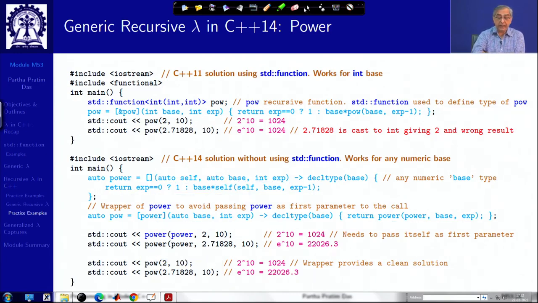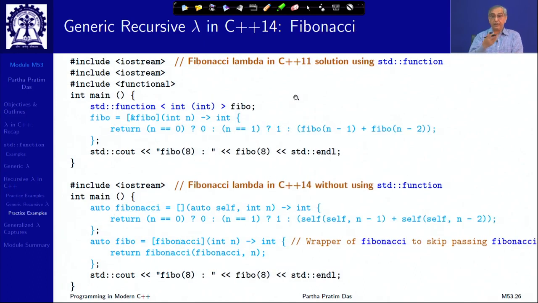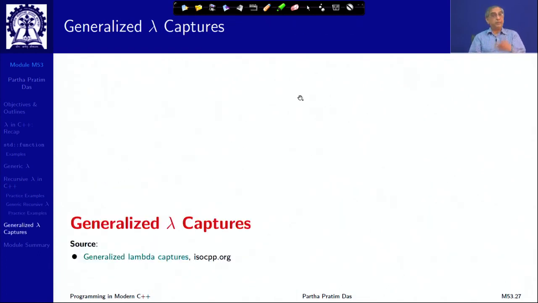So, that is all that I wanted to show. There is another example for factorial again, which you should try out yourself, writing it with std::function, which you have done. Now try it without std::function using the generic recursive lambda in C++14. Similarly for Fibonacci, you should practice both of them and other functions that you want.